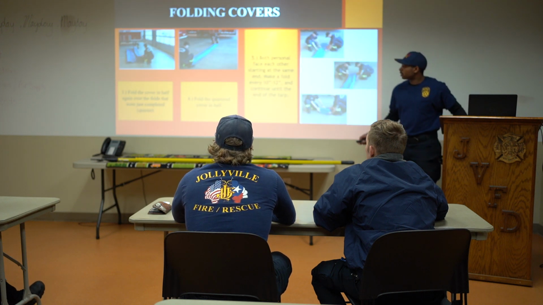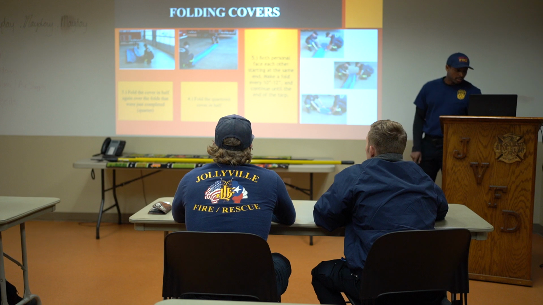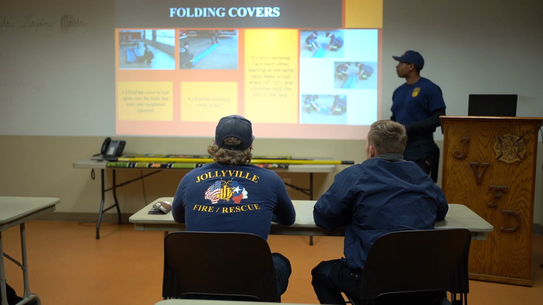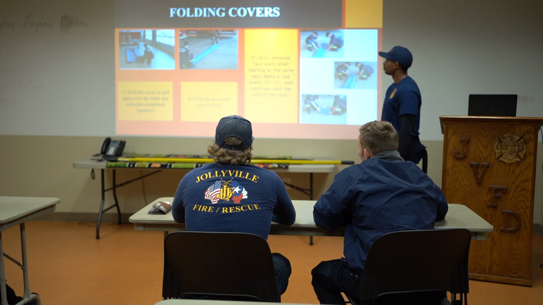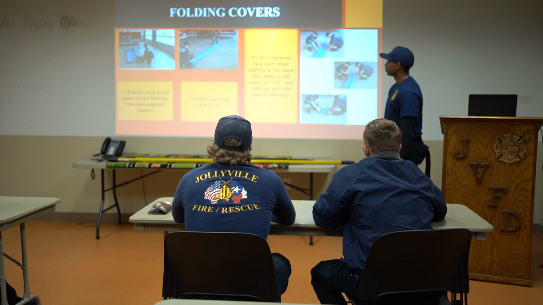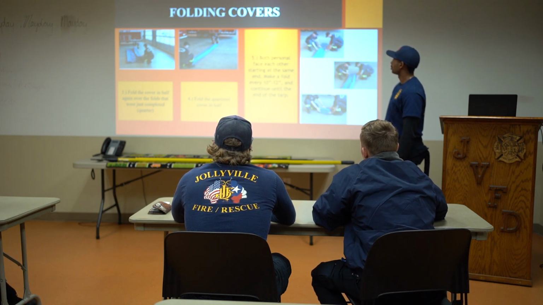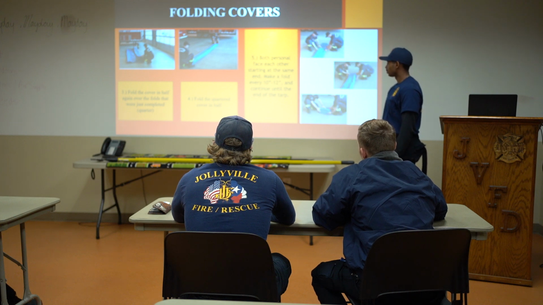Alright, and then these are just the other additional steps. Could you read step 5 for me as well, Chris? Fold the cover in half again over the folds that were just completed, so quartered. Fold the quartered cover in half. Both personnel face each other at the same end. Make a fold every 10 to 12 inches and continue until the end of the tarp.